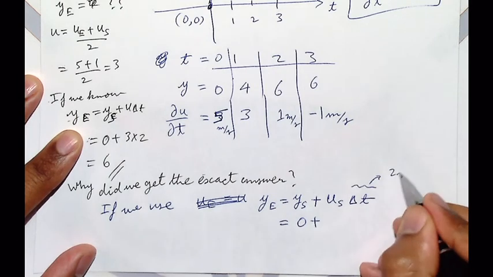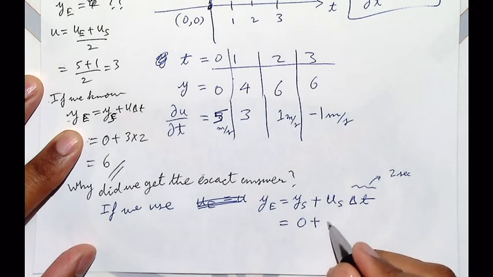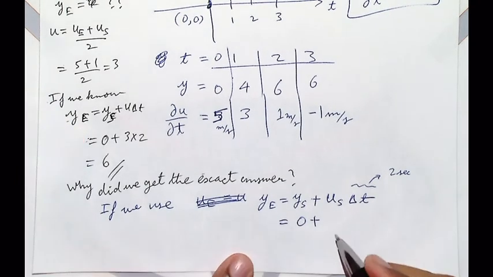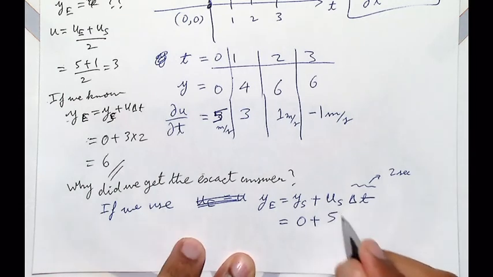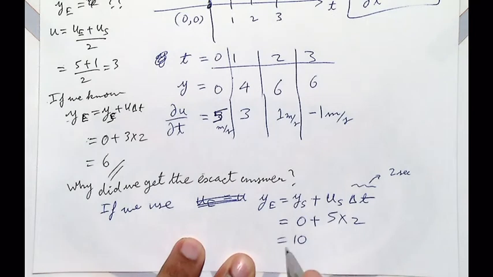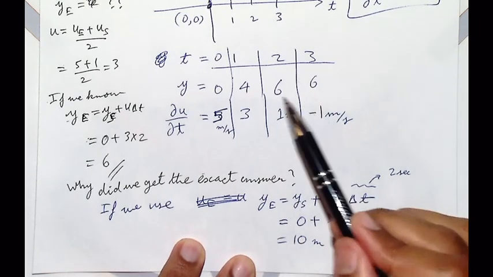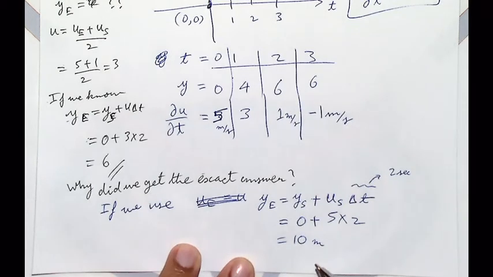Delta t is 2 seconds. So, 5 once more? That's 5. 5 times 2, 10. It says you will end up at 10 meters, okay? Which we know is not correct. I should be close to 6. So that's a huge error.